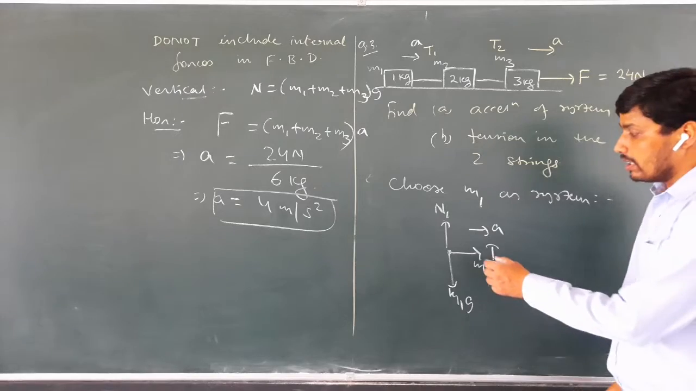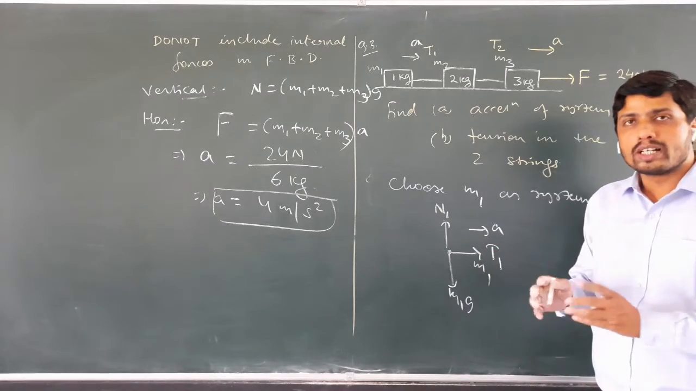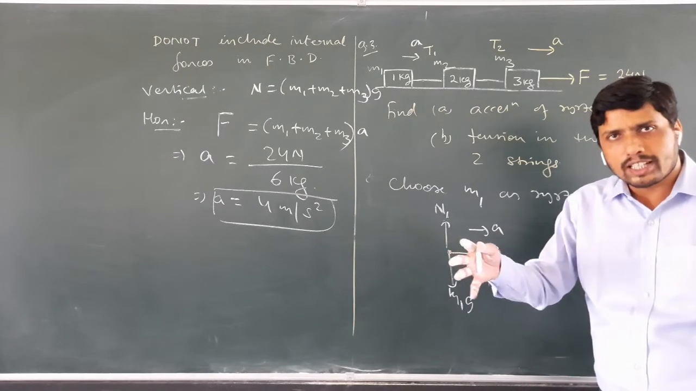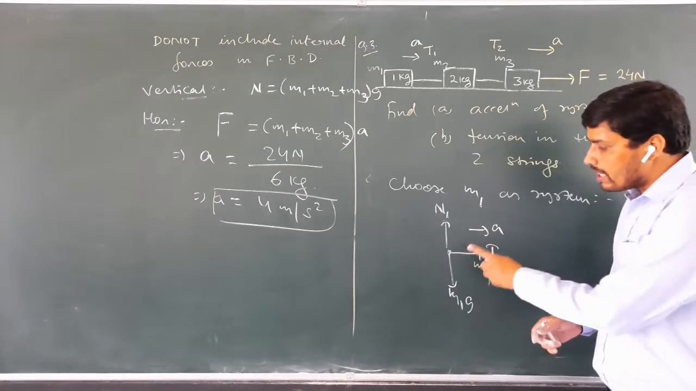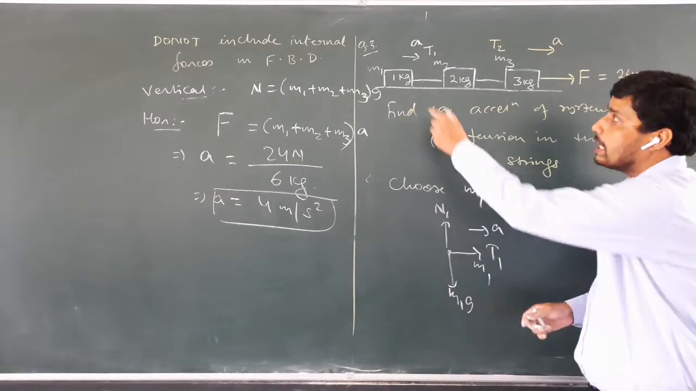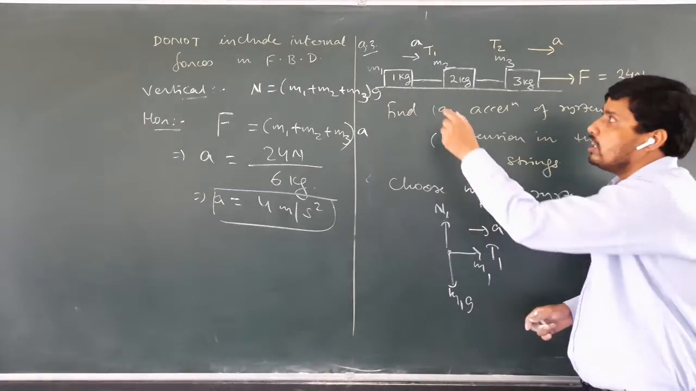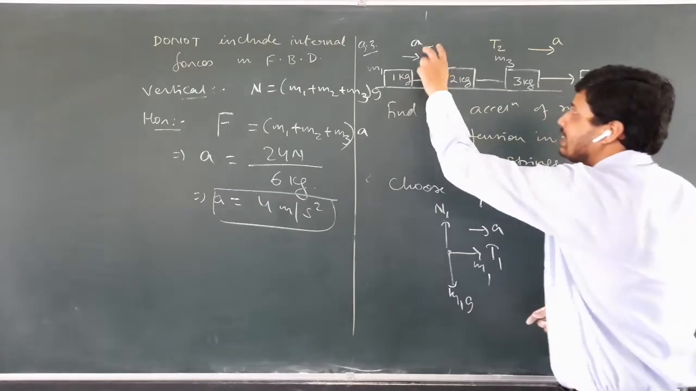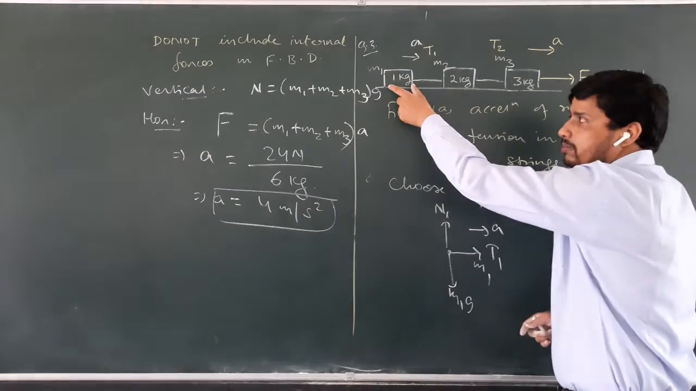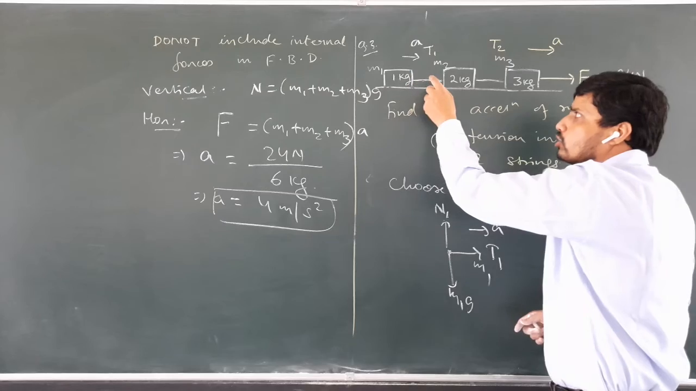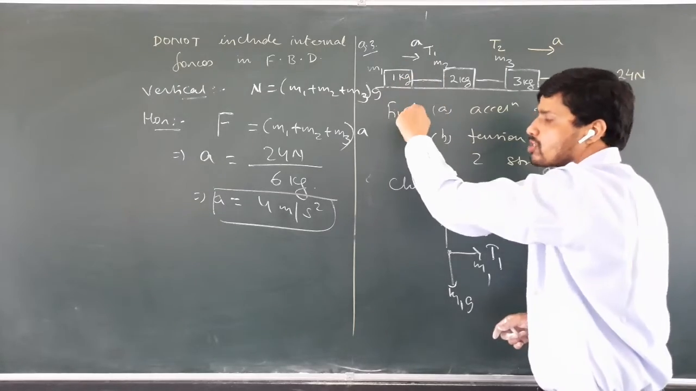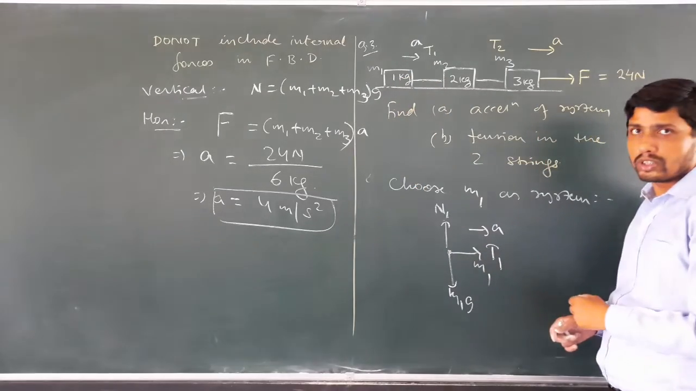So understand carefully. Earlier we had drawn the free body diagram of the three objects taken together as a system. Now I am drawing the free body diagram for m1 only. So for m1, these things are now not a part of the system. Our system is m1. So this string is external to this system. That's why I have included this force T1.